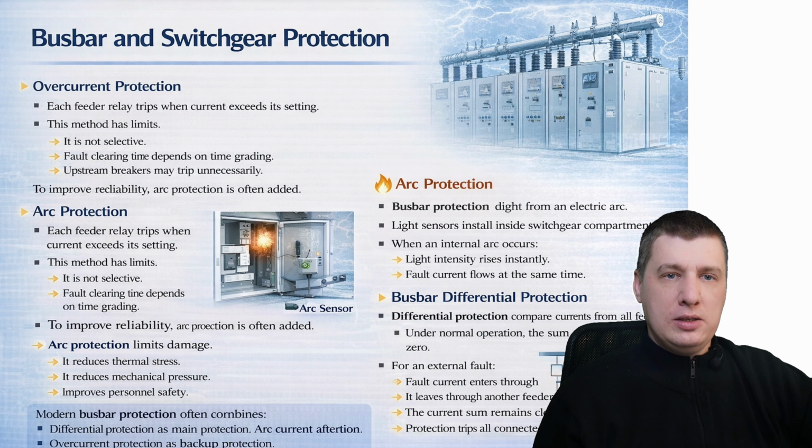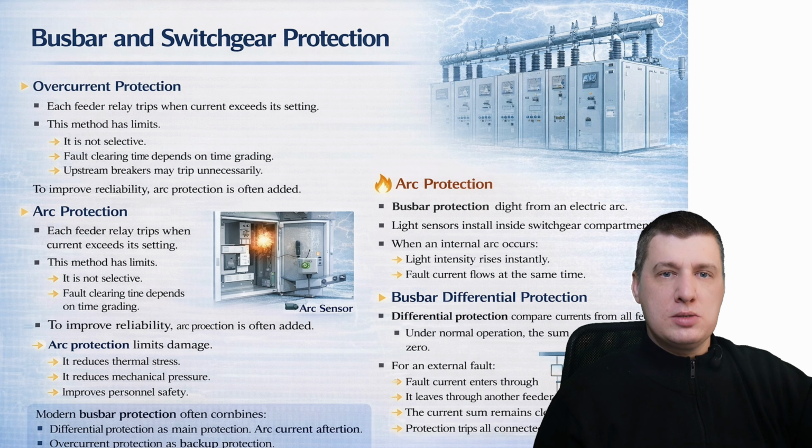For higher reliability, differential protection is used at the busbars. Busbar differential protection compares current from all feeders. Under normal operation, the sum of the currents equals 0. For external faults, the fault current enters through one feeder. It leaves through another feeder. The current sum remains close to 0. Protection is stable. For an internal busbar fault, all feeder currents flow toward the fault.